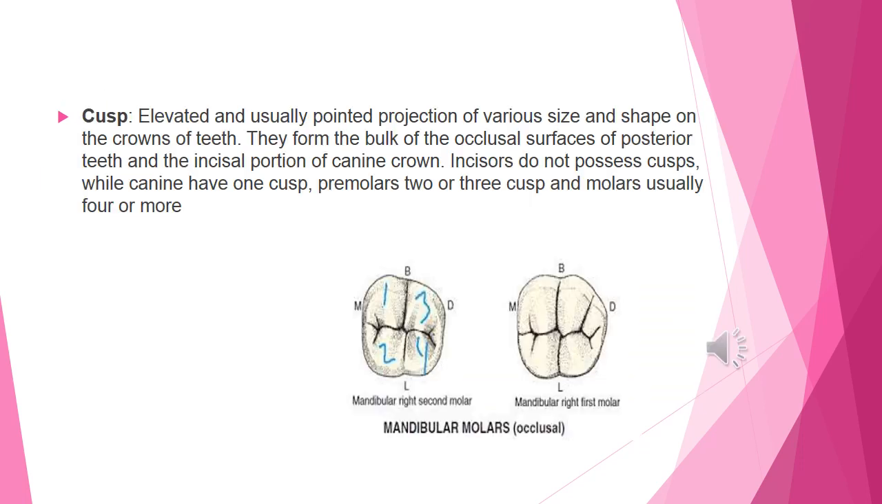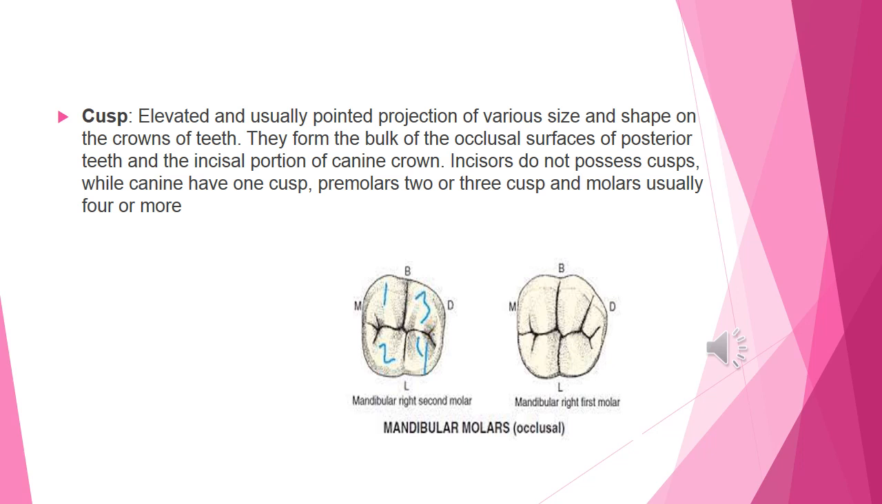What is cusp? Cusp is elevated and usually pointed projection of different size and shape present on the crown of a tooth. They are not present in the root. Tooth has 2 portions, one is crown and one is root. So cusps are present in the crown. They are usually pointed projections of different size and shape.